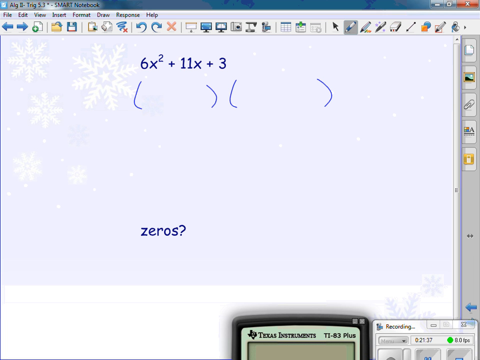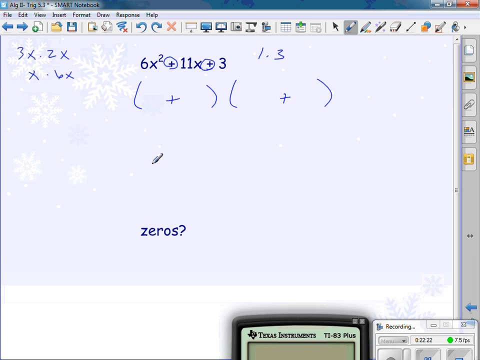When there's a number out front, the leading coefficient, how can I get a 6x squared? A 3x and a 2x, or a 1x and a 6x. What does this tell me here? They're both the same, and they both have to be positive. How can I get a 3? 1 times 3.